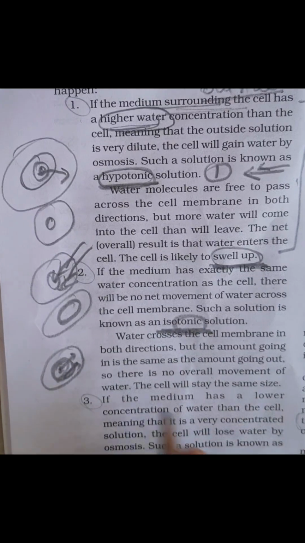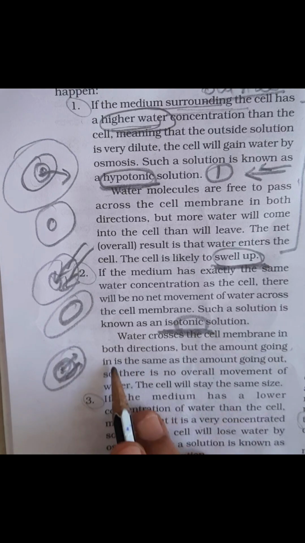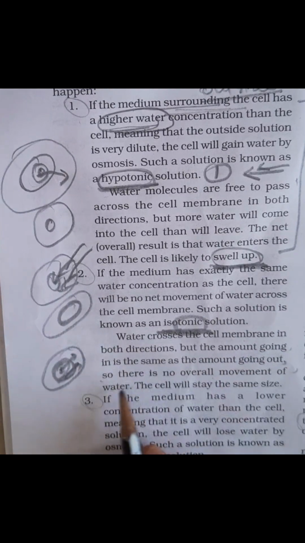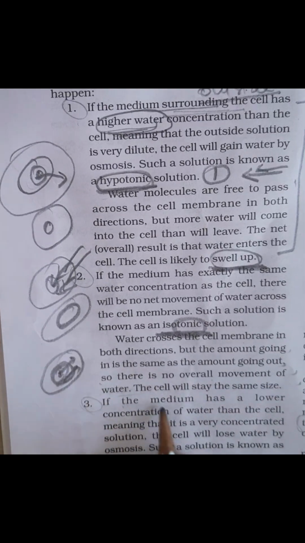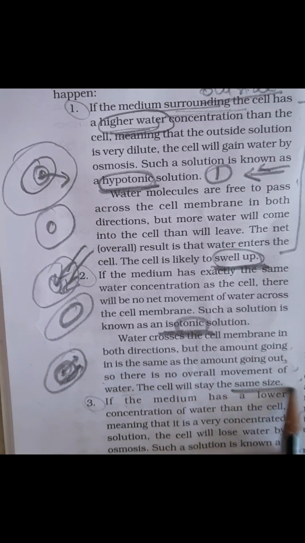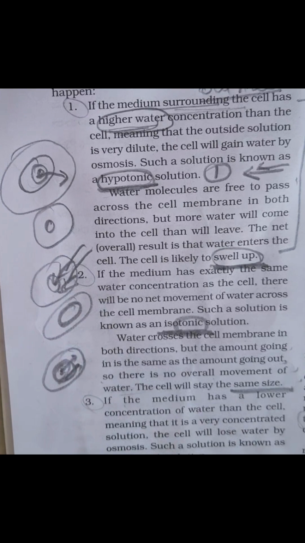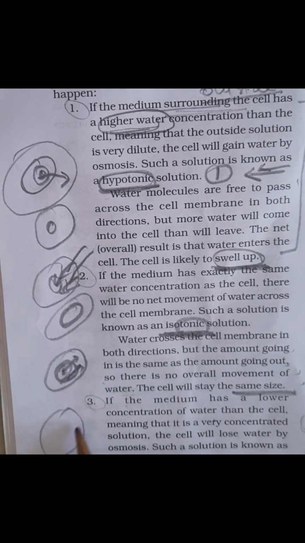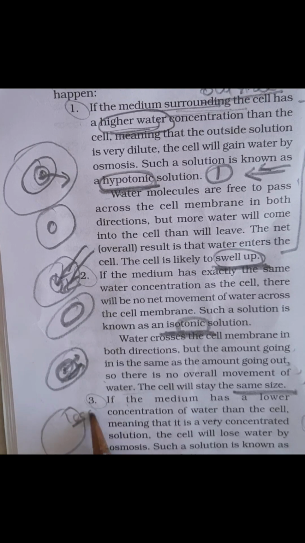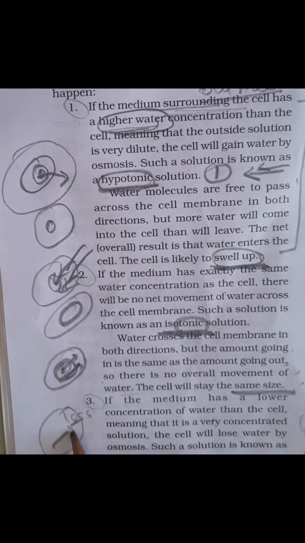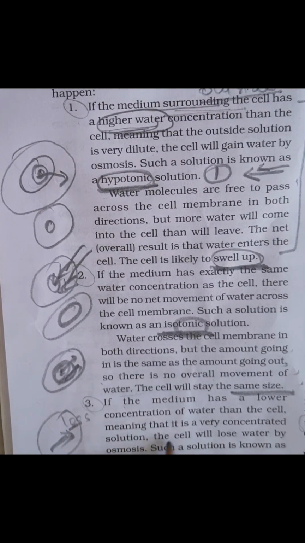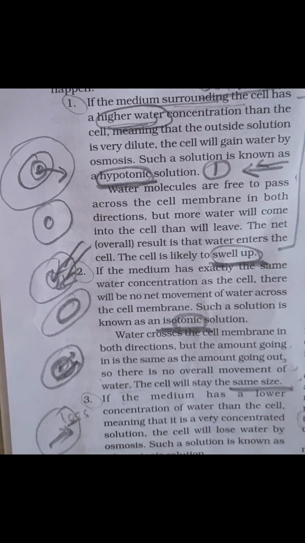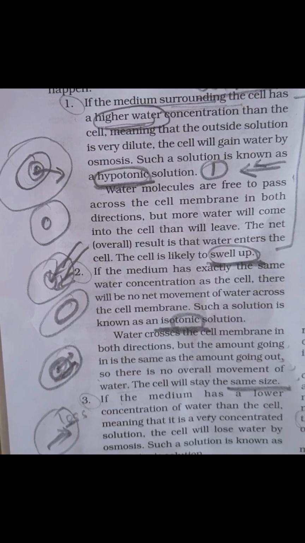Now for the isotonic case, water crosses the cell membrane in both directions, but the amount going in is the same as the amount going out. So there is no overall movement of water. The cell will stay the same size. For isotonic, same size. Now the third case, if the medium has lower concentration of water, meaning outside less water is there. So from inside water will come out, meaning that it is a very concentrated solution. The cell will lose water by osmosis. Such a solution is known as hypertonic solution.